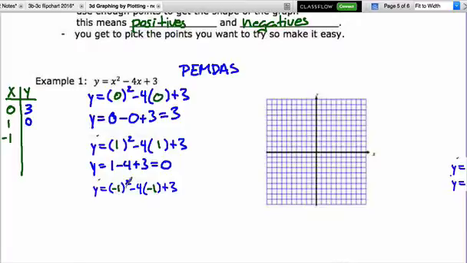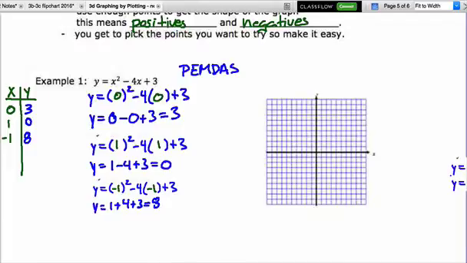Negative 1 in parentheses squared is saying square the negative also. So this is going to be negative 1 squared is positive 1. So y equals 1. Then negative 4 times negative 1 is plus 4, and then plus 3. And I get 8. So when x is negative 1, y is 8.